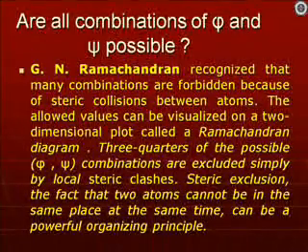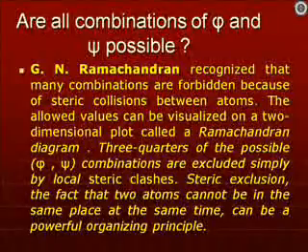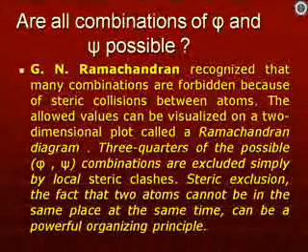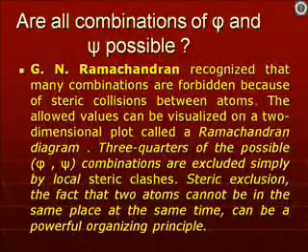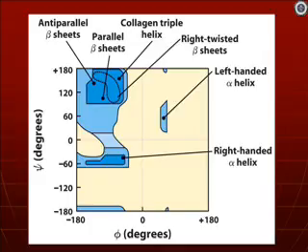Now our query is, are all combinations of phi and psi possible? G. N. Ramachandran recognized that many combinations are forbidden because of steric collision between atoms. The allowed values can be visualized on a two-dimensional plot called a Ramachandran diagram. Three-quarters of the possible phi-psi combinations are excluded simply by local steric clashes. Steric exclusion, the fact that two atoms cannot lie in the same place at the same time, can be a powerful organizing principle, as is clear from the diagram. Thank you.